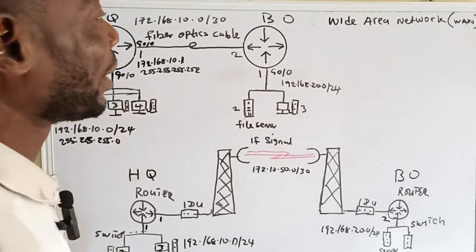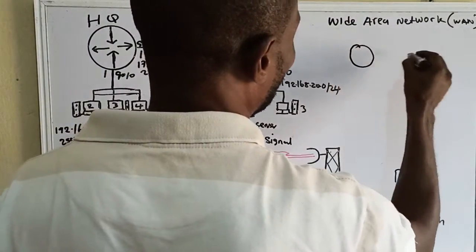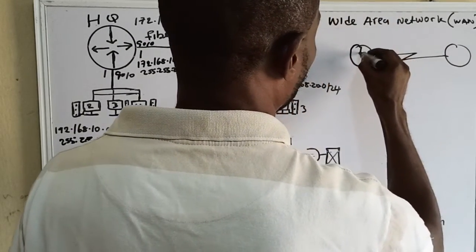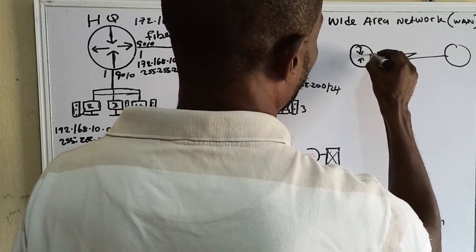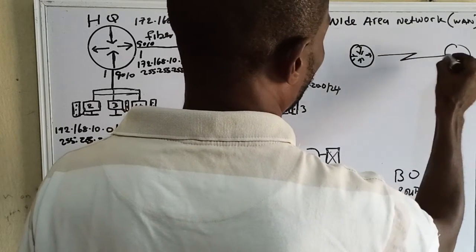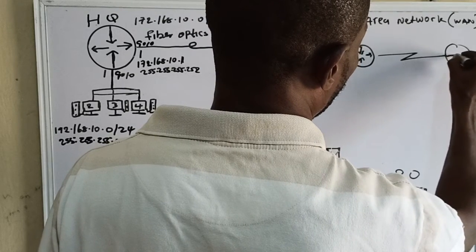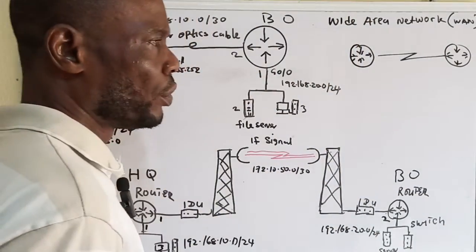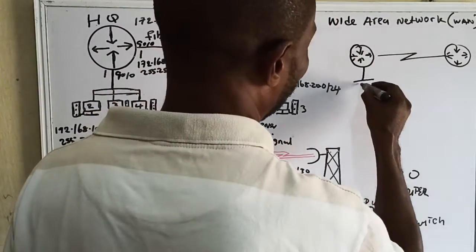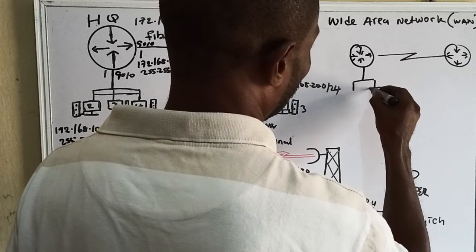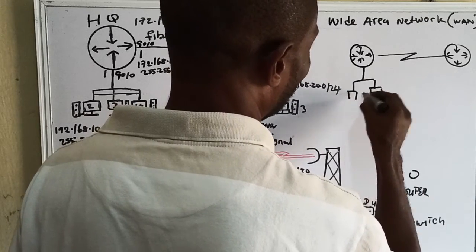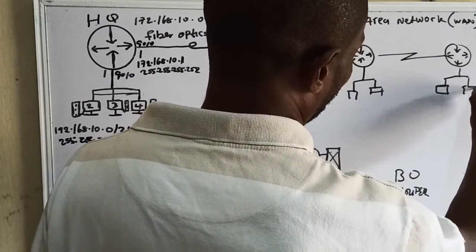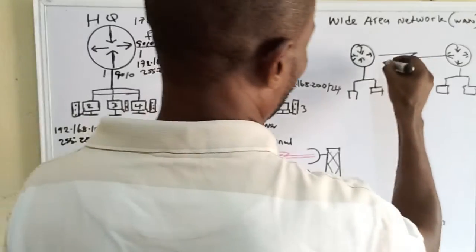Most times there is another one, a serial link. I talked about serial links the other day. This is a router here. This is also a router. A router is an internetwork device; a router is for WAN establishment. This is a LAN. This is also a LAN. These are computers.